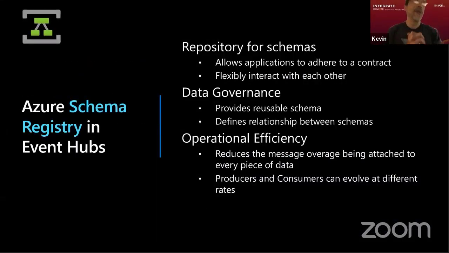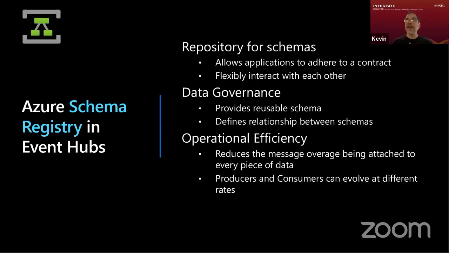Another feature that we have is the Schema Registry. So we have a Schema Registry in Event Hubs, and it provides you a repository for your schemas. This allows the applications to adhere to a contract. So as you send messages in to an Event Hub, you can get that message validated right from your client to make sure that it's meeting the criteria of the schema, right? So if it doesn't match, then you get an error. This gives you great flexibility for the producers and consumers to start reacting, interacting, and knowing what the content is that's being sent.